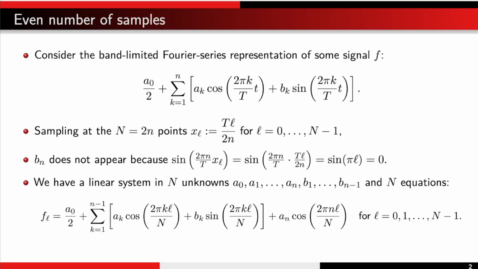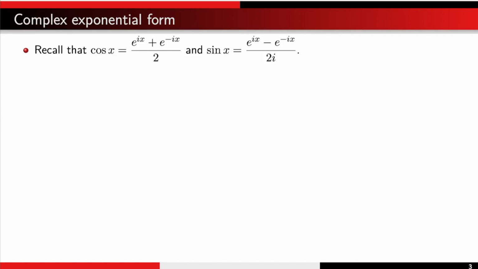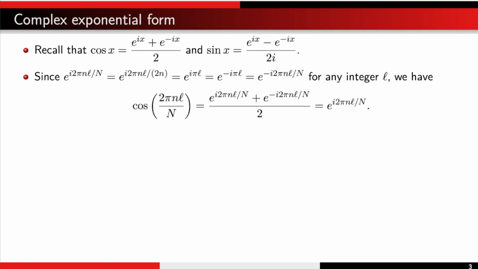Instead of working with this system, we pass over to the complex numbers. So remember that cosine x and sine x can be expressed in terms of e to the ix. There's a special value for x where e to the ix is equal to e to the negative ix, and that is when x equals 2 pi n l divided by capital N, where l is any integer. So cosine of 2 pi n l divided by capital N is simply e to the i 2 pi n l divided by capital N.